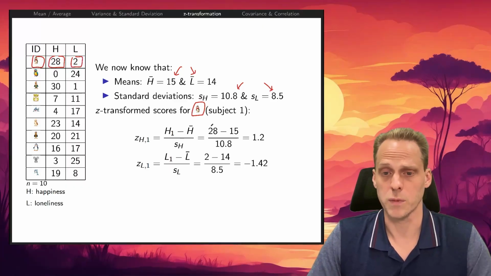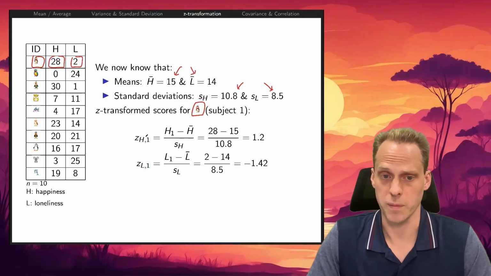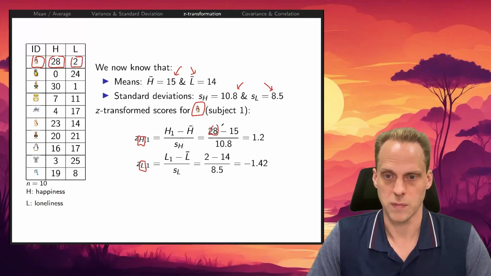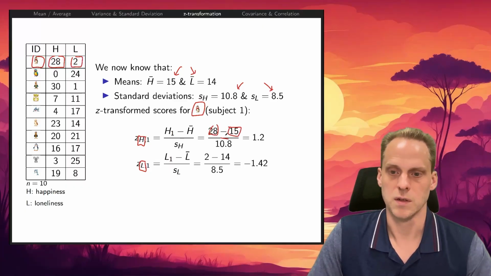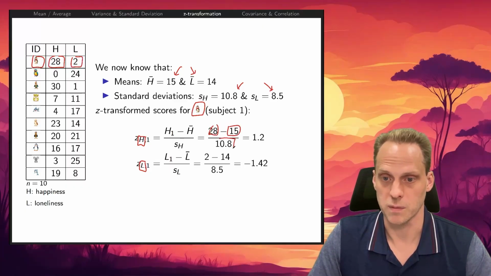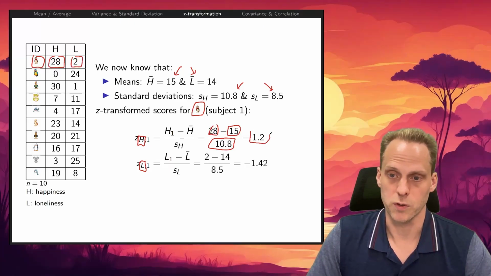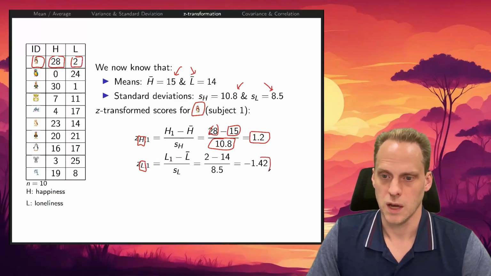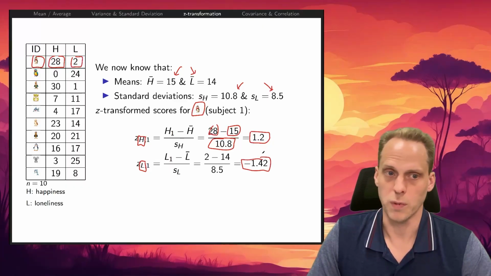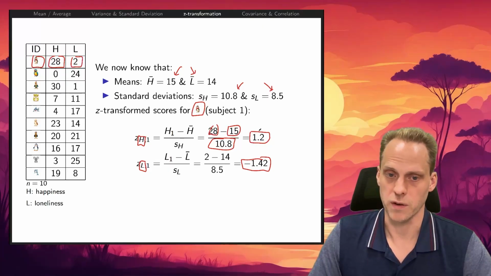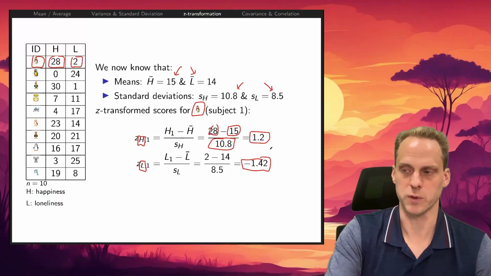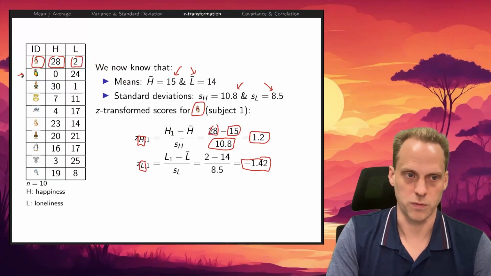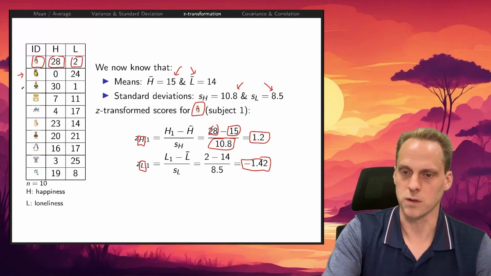Now we can calculate how far away this owl is from the mean in terms of happiness and loneliness. We see 28, minus the mean, 15, divided by the standard deviation, equals 1.2. So this owl is 1.2 standard deviations above the mean on happiness, and on loneliness it's minus 1.42 below the mean. Right, so this is a very happy owl and a very not lonely owl compared to our sample. And we can do this for every possible animal as well, right? So at home, try to see what happens if you get a z-score for that one.